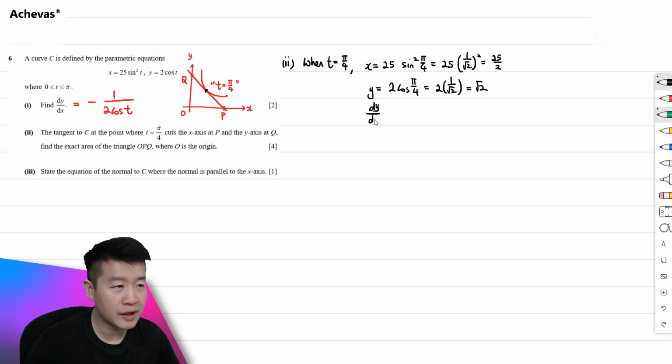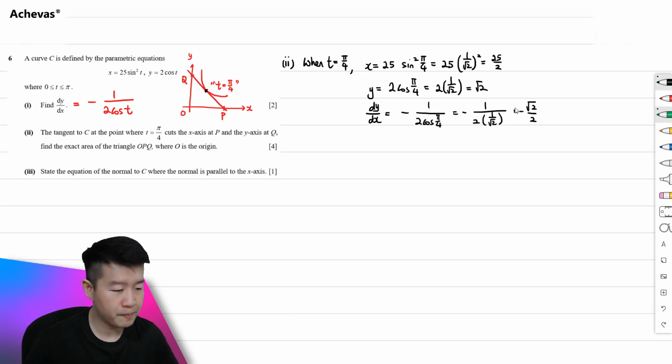And we should try to find the value for dy dx also when t is equal to pi over 4. So that is minus 1 over 2 cosine of pi over 4. So this is minus 1 over 2 of 1 over square root of 2. So this is going to be minus square root of 2 over 4.